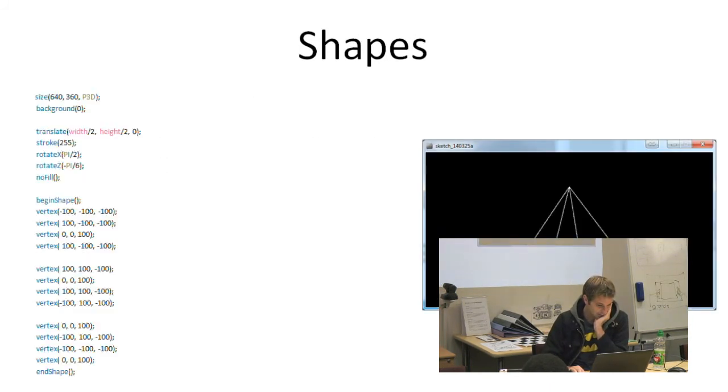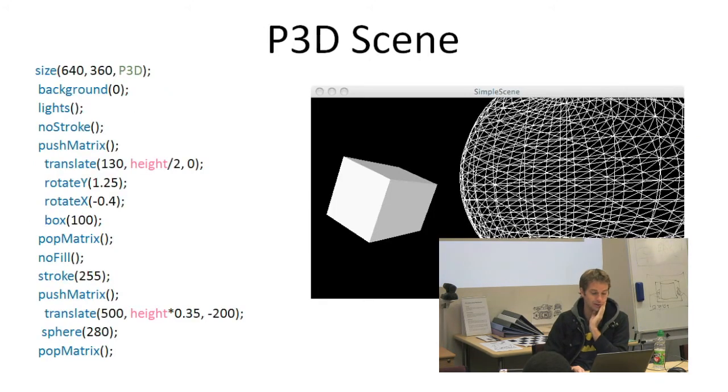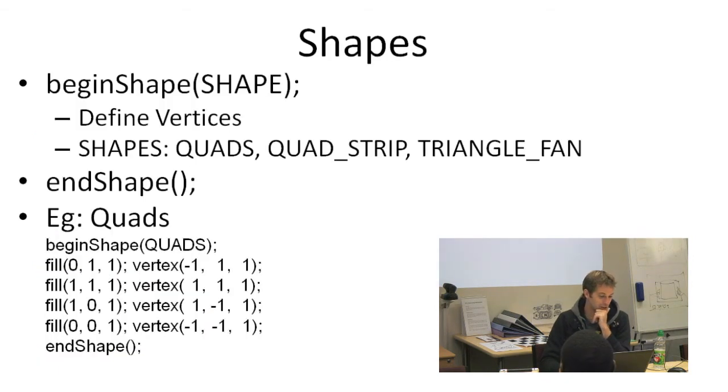So the next thing we can do is define our own shape. It's all well and good to draw boxes and spheres, but let's say you want to do something a bit more complicated. Well, you can define a shape yourself. Basically you do that by saying begin shape and what sort of shape you want. So quads are, imagine making stuff out of post-it notes. So say you wanted to create a sphere, you could do quads and just put them together like that.